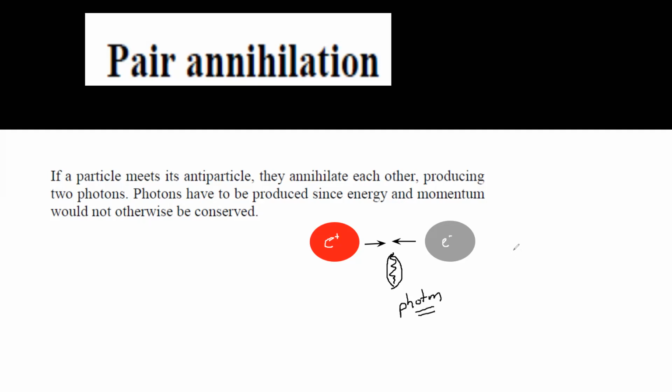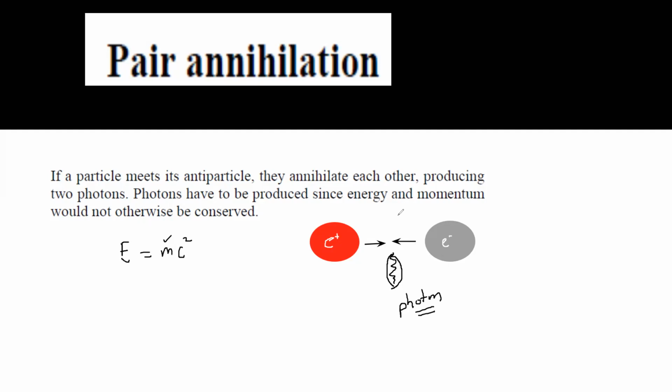So when particle and antiparticle combine with each other, their mass changes into energy, and we use Einstein's mass-energy equation, which is E equals mc squared. To find the energy of the photon which is released, we can use this formula E equals mc squared, where m is the mass and c is the speed of light. And m is the total mass of these particles which are interacting here.